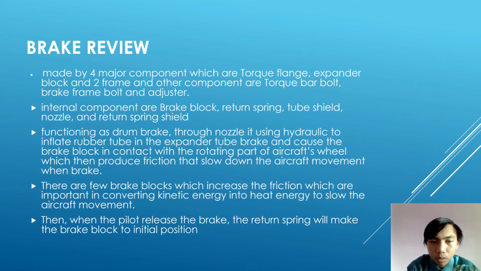There are a few brake blocks which increase the friction, which is important in converting kinetic energy into heat energy to slow the aircraft movement. So that means the more brake blocks, the more friction is produced, so the easier it is for the aircraft to slow down. When the pilot releases the brake, the return spring will return the brake block to the initial position. So that is the review from its function.